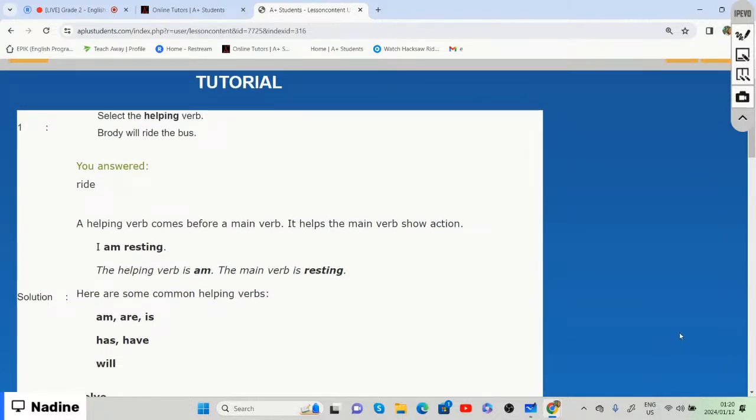And once again, a helping verb comes before a main verb, and it helps the main verb to show the action. And we made an example of the sentence which says, I am resting. So the word am is our helping verb, and the word resting is our main verb.